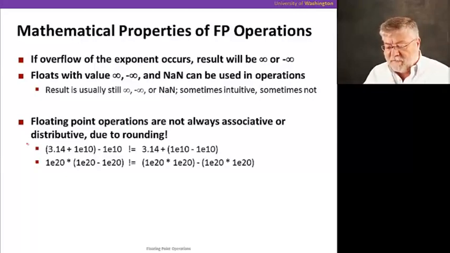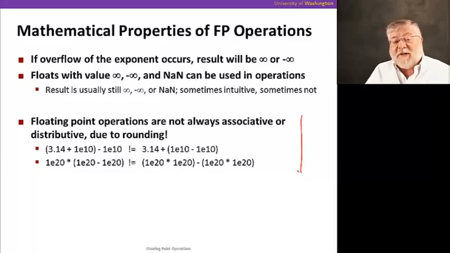Another important thing to remember, and this is important as programmers now, floating point operations are not always associative or distributive because of that rounding. So we can't always just reorder the operations as we're used to doing in mathematics, or with integers for that matter. With floating point values, we cannot do that.